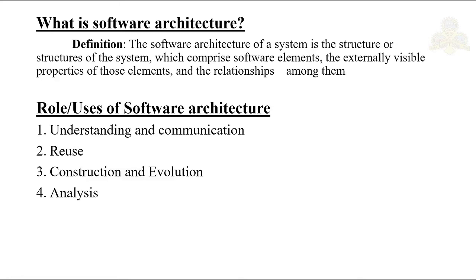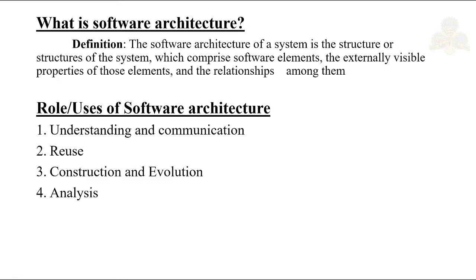If we go by the formal definition, it says the software architecture of a system is a structure or structures of the system which comprise software elements, the externally visible properties of those elements, and the relationships among them. Your software architecture just talks about the externally visible properties of the elements and the relationships between the partitions. It does not talk about the internal details of the system.